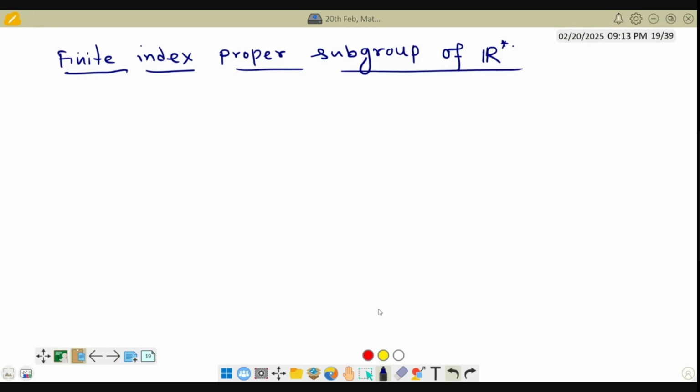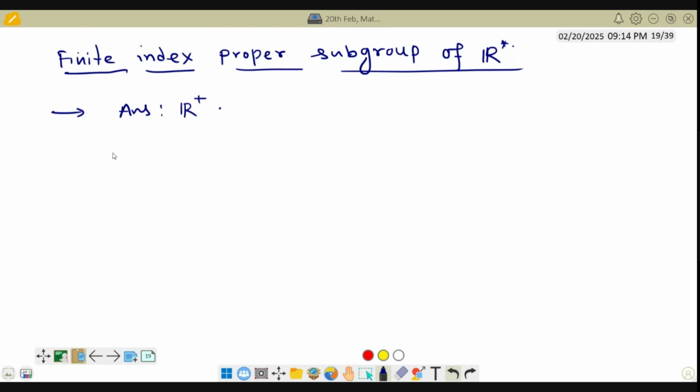Can you give me one example of such a subgroup, which is of finite index? R star. That is improper, right? I am asking you for a proper one. R plus. Good. So one answer came: someone is telling that this is R plus. Okay, so can you prove that this is finite index?